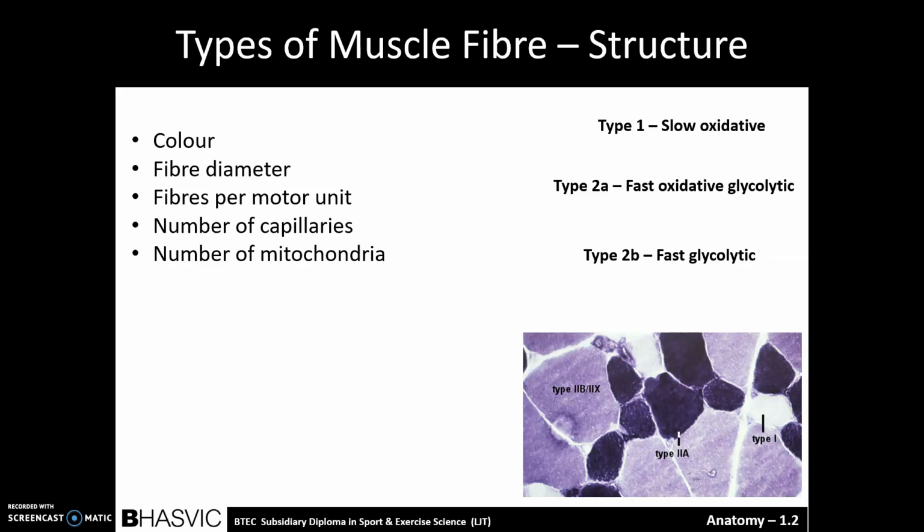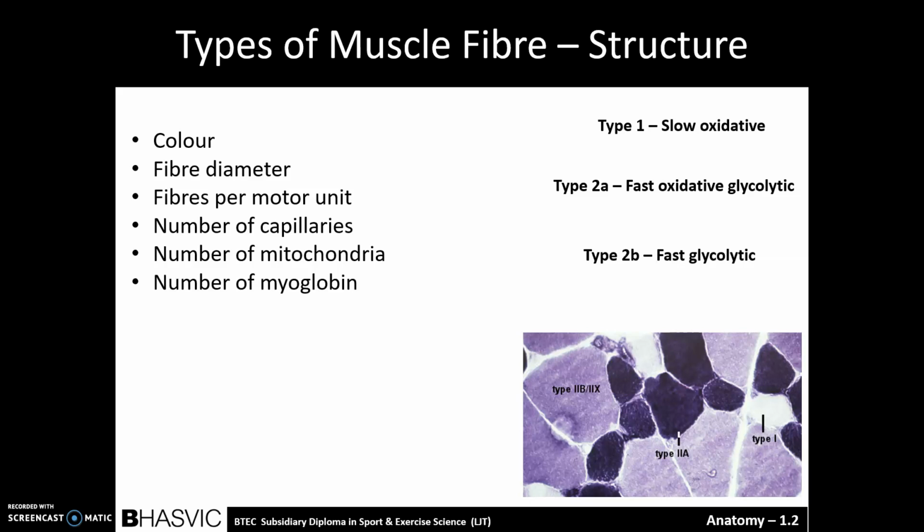And finally, the fast glycolytic muscle fibers have low numbers of mitochondria as it's working anaerobically, so it doesn't have oxygen supplying it to use the mitochondria to produce ATP. As it is anaerobic, it means that it's working without oxygen.